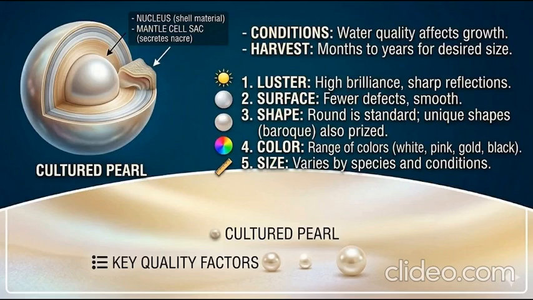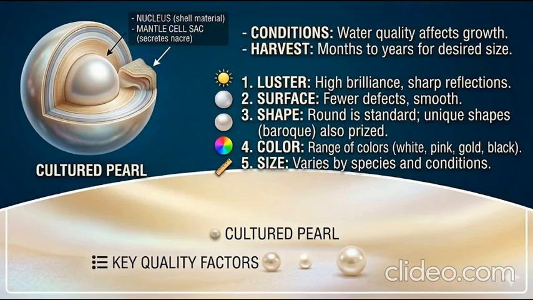The healing process begins immediately. The mantle tissue surrounds the nucleus and forms a pearl sac. These pearl sacs continuously secrete nacre around the nucleus. Over time, layer upon layer accumulates. Gradually, a cultured pearl develops.